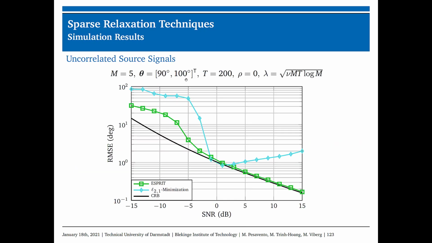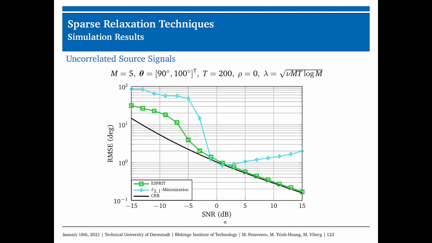We study simulation results for the ESPRIT algorithm and the sparse representation algorithm. We use a sensor array of m equal to 5 sensors and sources at 90 and 100 degrees. The regularization parameter is chosen as indicated. We display the root mean square estimation performance versus the SNR.